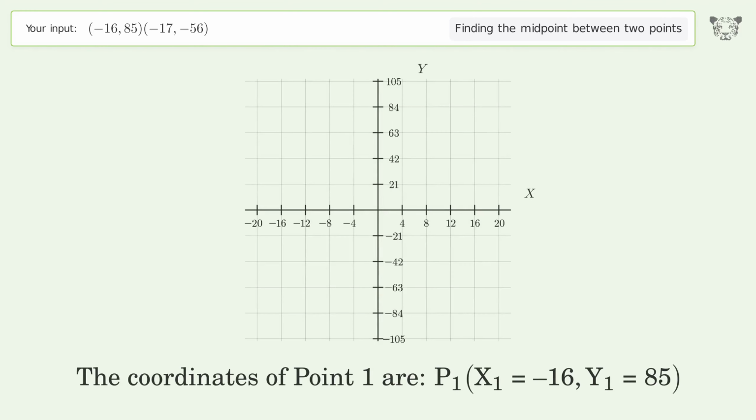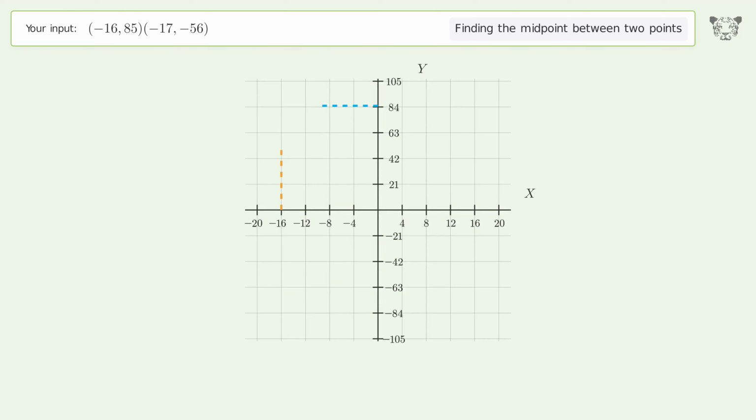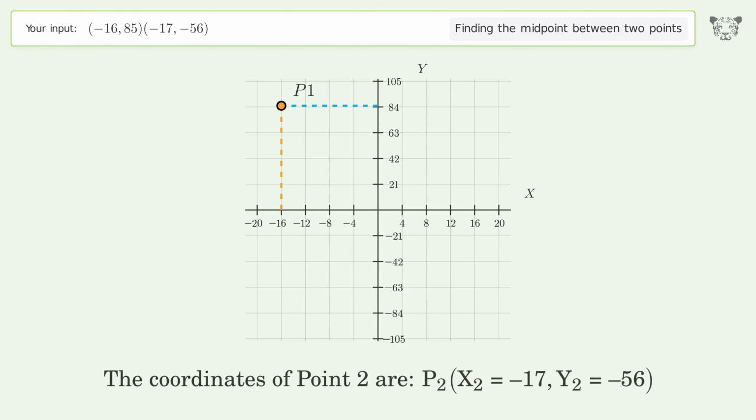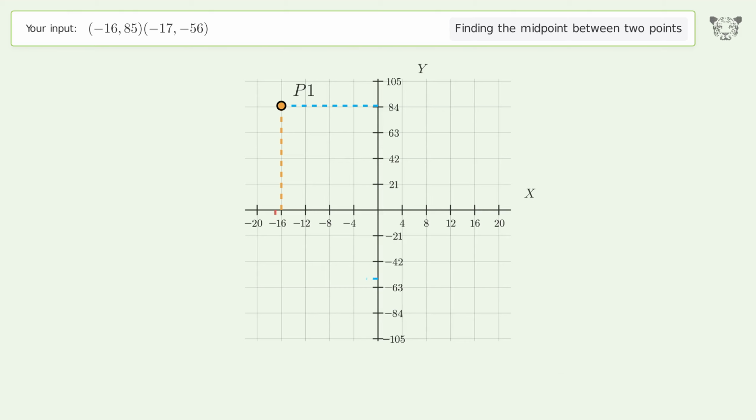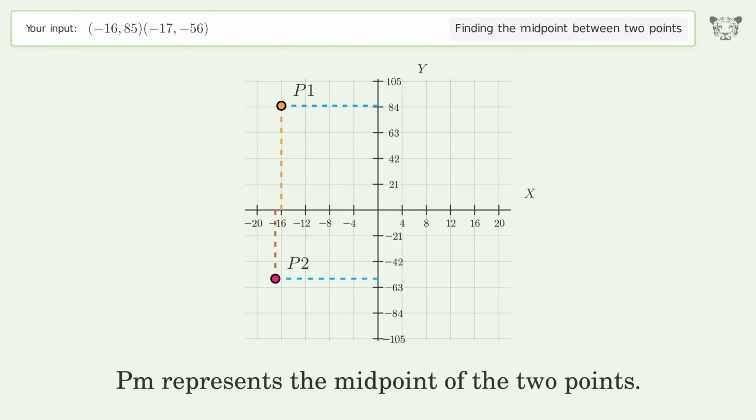The coordinates of point 1 are, x1 equals negative 16, y1 equals 85. The coordinates of point 2 are, x2 equals negative 17, y2 equals negative 56. PM represents the midpoint of the 2 points.